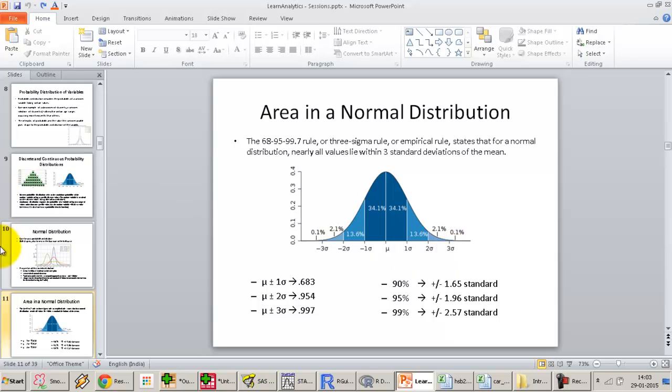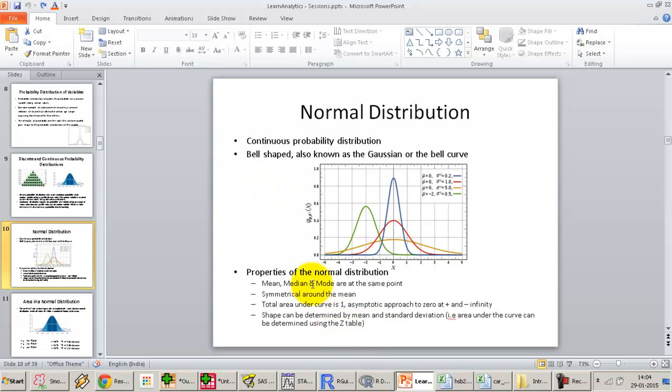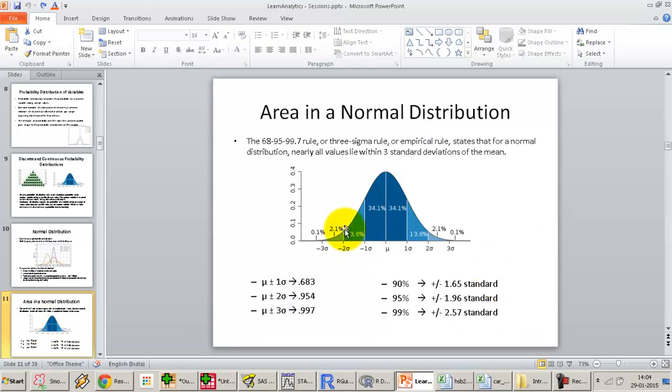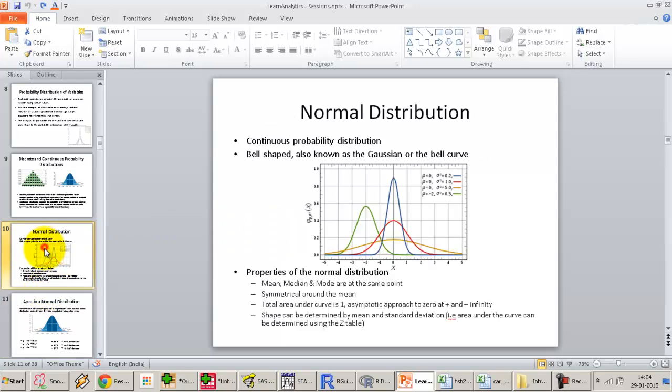So let's recap the properties of a normal distribution once more. In a normal distribution, the mean, the median and the mode of the variable are at the same point. The distribution is symmetrical around the mean, so the left hand side of the distribution is an exact mirror image of the right hand side. The total area under the curve is always 1. This is true for any continuous probability distribution, not just the normal distribution. It follows an asymptotic approach to 0 at plus minus infinity. That means this distribution will never touch 0, but it will continue to plus and minus infinity.